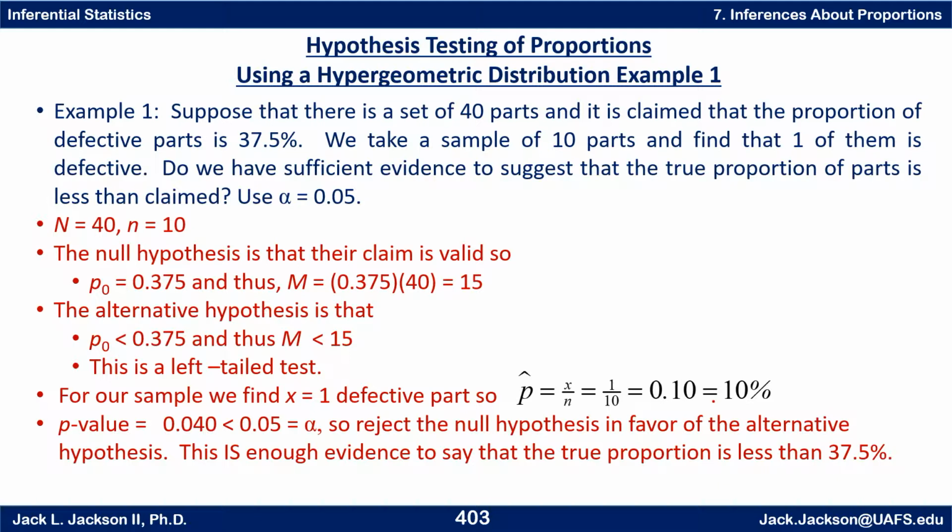Since 0.04 is less than 0.05, which is the alpha level, there is enough evidence to reject the null hypothesis in favor of the alternative hypothesis. So there is enough evidence to say that the true proportion of defective items in the box is actually less than the 37.5% that they claimed.